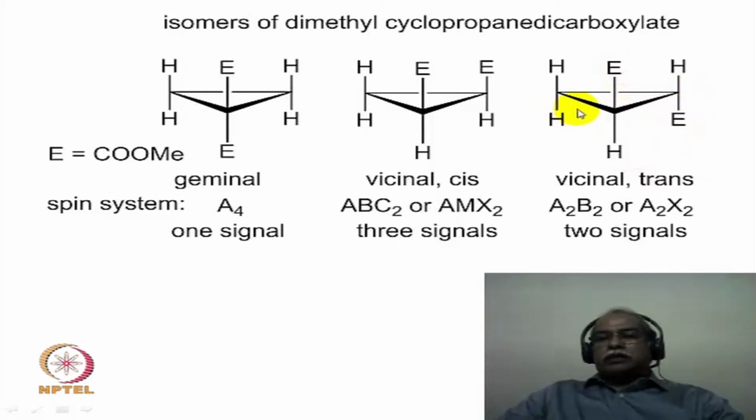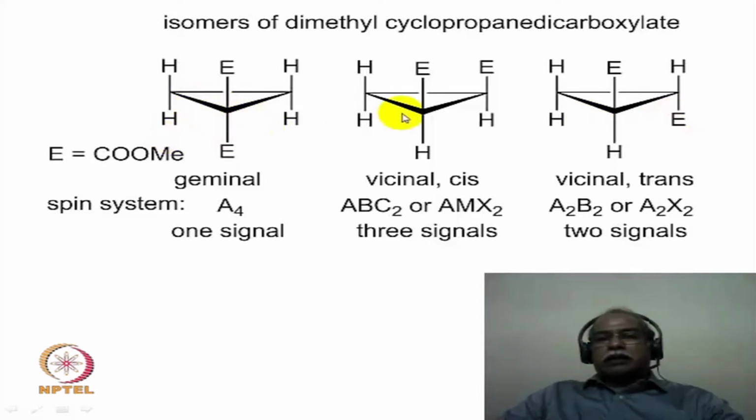So if you look at this molecule, these two hydrogens are C2 symmetric with respect to each other, and these two hydrogens are also C2 symmetric with respect to each other. That makes these two hydrogens equivalent in terms of chemical equivalence. Similarly, these two hydrogens are also chemically equivalent in this molecule. So at best, one can describe this as an A2B2 or A2X2 system. So it would give only two signals of the cyclopropyl carbons and one signal corresponding to the methyl signal.